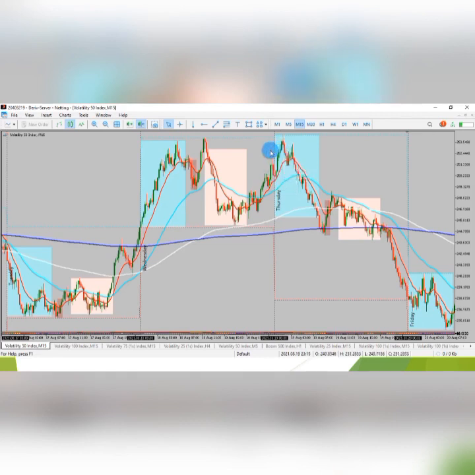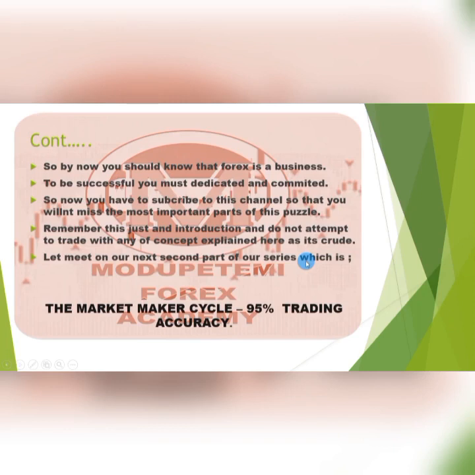But before you can start looking at these things, watching the momentum candle, you need to understand the level you are at. You need to understand the cycles of the market maker, and that is what we'll be talking about in our next lesson, which is going to be part 2 of this, where we'll be talking about the market maker cycles, 95% trading accuracy. The moment you understand the market maker cycle, it gives you accuracy because you know where you are in the cycle, you know what you are looking for, and you know where to find it.